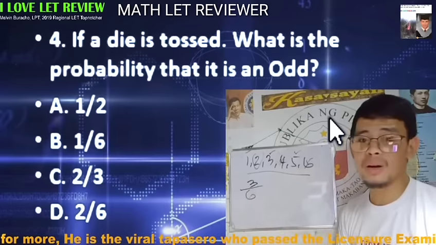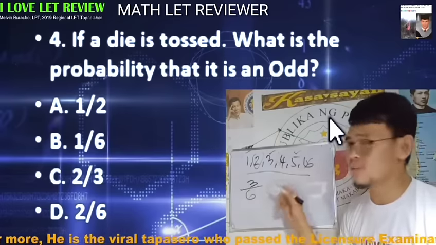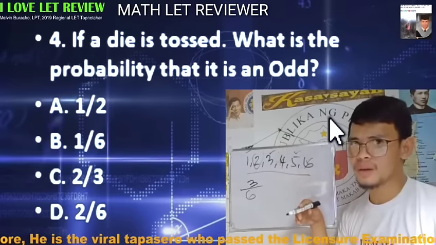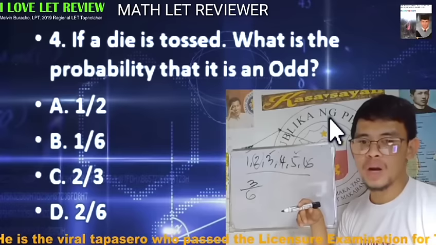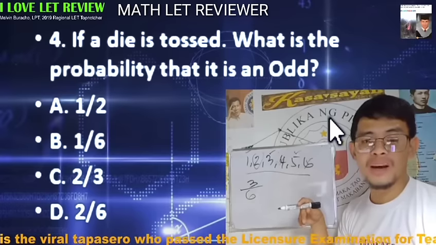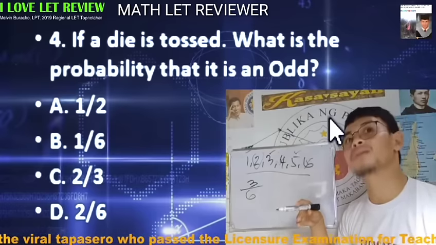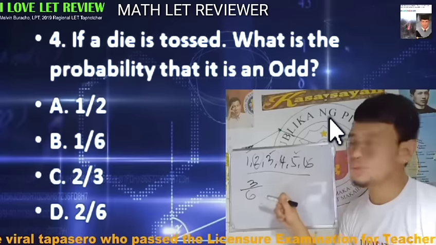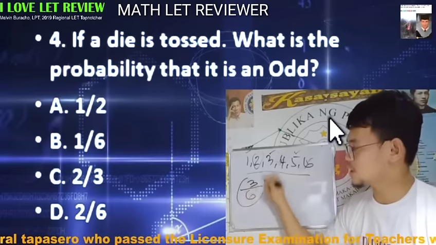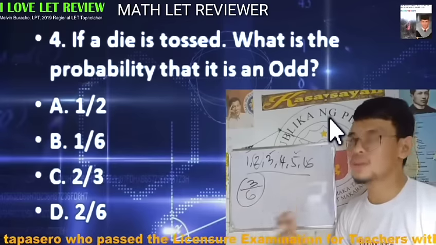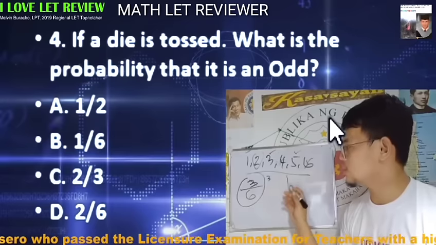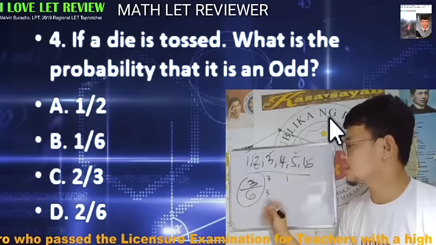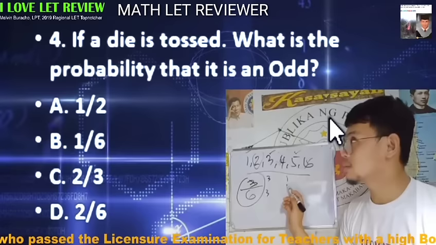How many possible results? 6 all in all. Now, can you find 3 over 6 in the choices? Number 4? No. You cannot find it there. Therefore, that's not the correct answer. What to do? You just have to reduce this into lowest terms. So to reduce this, you divide by 3, and that will yield 1. 6 divided by 3 will yield 2.